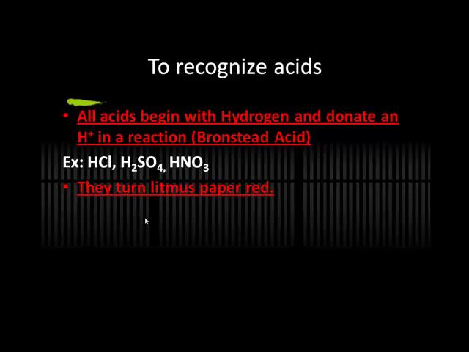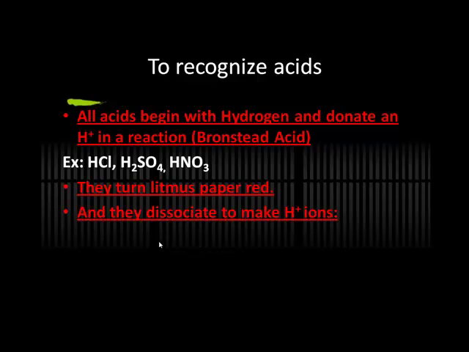There's this stuff that we can use to test acids and bases called litmus paper. If you dip a piece of this litmus paper into a liquid, if it's an acid, it's going to turn that paper a red color.